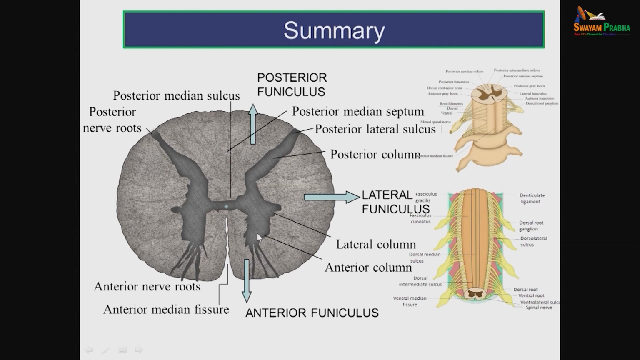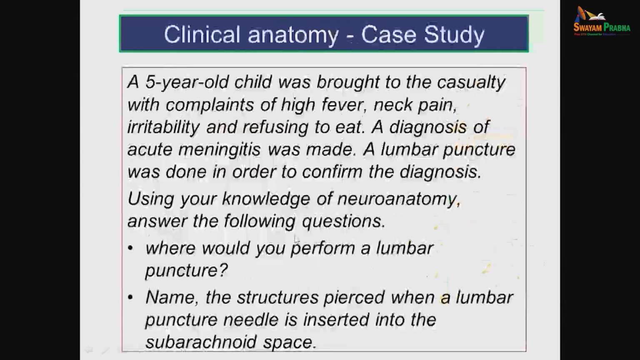Then in the grey matter, we talked about the various nuclei which are present. Nuclei are nothing but collections of nerve cell bodies within the central nervous system. And outside in the white matter, in the anterior white column, lateral white column and posterior white column, which are also called anterior funiculus, lateral funiculus and posterior funiculus respectively, we talked about the various tracts, the position of the ascending and descending tracts. So a tract is nothing but a collection of nerve fibers within the central nervous system which have the same origin, course and termination, and they are named after the various grey masses it connects. So this summarizes the external and internal features of the spinal cord. We will just finish with the clinical anatomy case study.